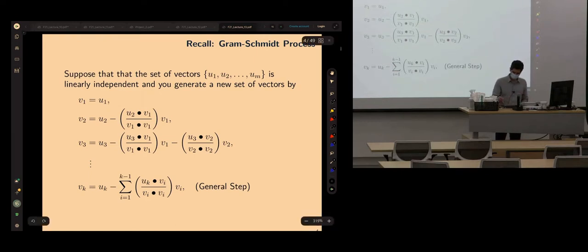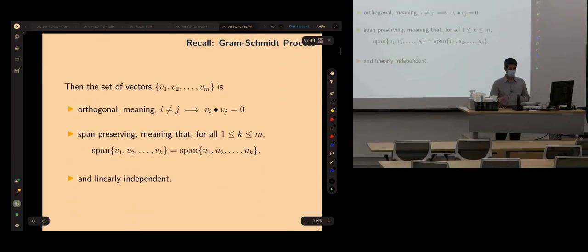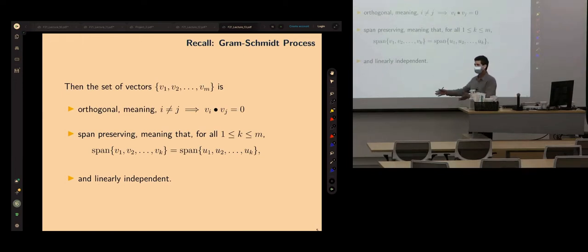As a result of this process, which uses the dot product we learned last time, we get a set of new vectors, v1, v2, up to vm. These vectors are orthogonal. That means if you take the dot product of every two of them, it will be 0. They are orthogonal. We removed the overlapping part.